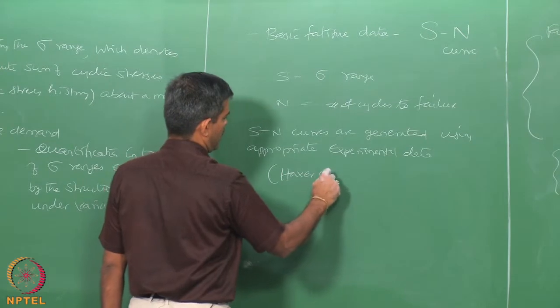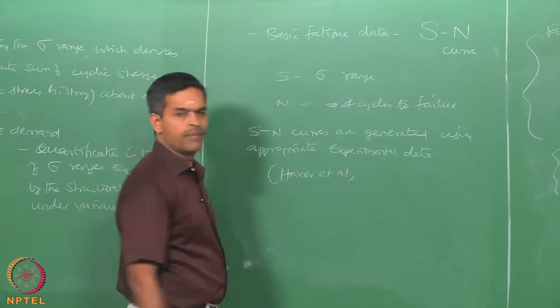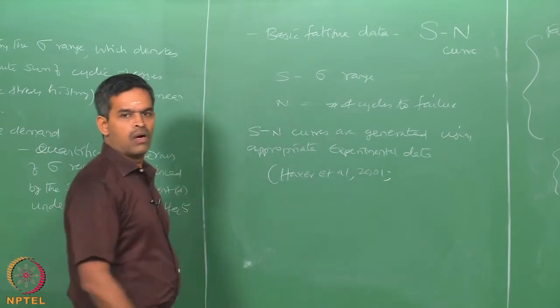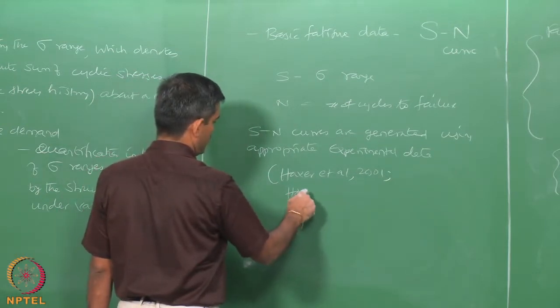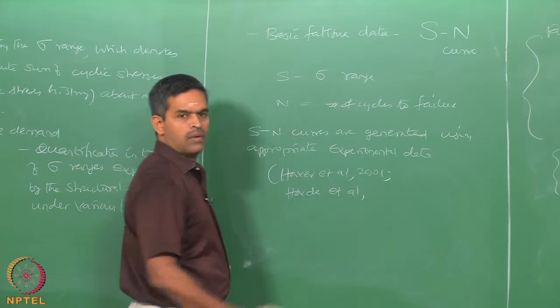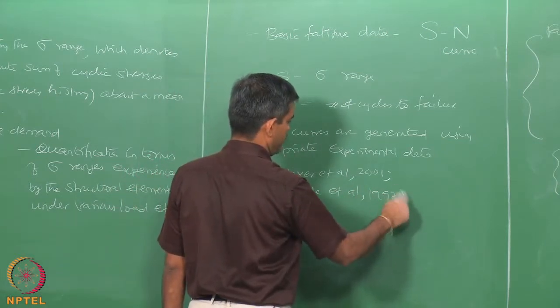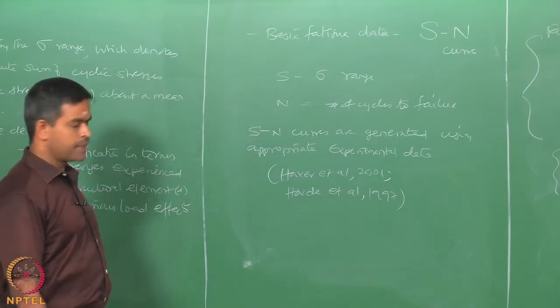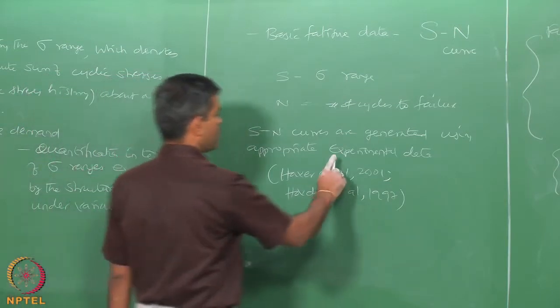If you look at Haver et al. 2001, Hode et al. 1997, they have commented upon the limitations of the SN curve obtained from the experimental verifications.